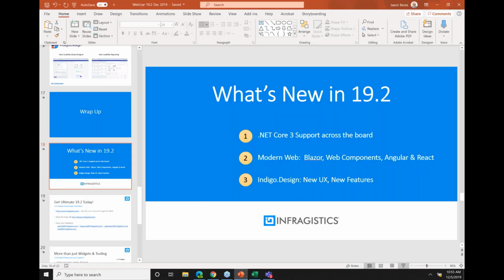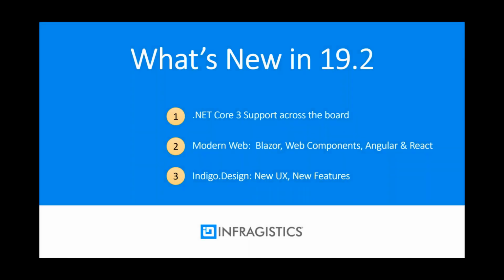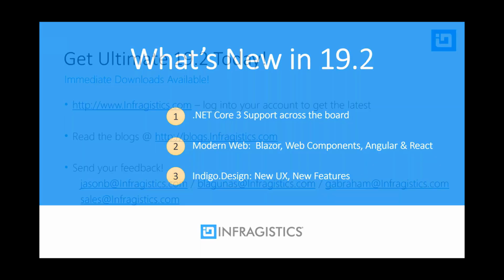So we're super excited about Indigo. It is a cornerstone of Infragistics' story for developer productivity and working with designers into the future and building apps very quickly, getting code, writing less code, doing usability studies, all that stuff kind of molds into it. So real quick recap, .NET Core 3 support across the board, a lot of work in modern web. We have new platform support for Blazor, Web Components, a lot of new features in Angular and React. And then of course, we just showed Indigo.Design.